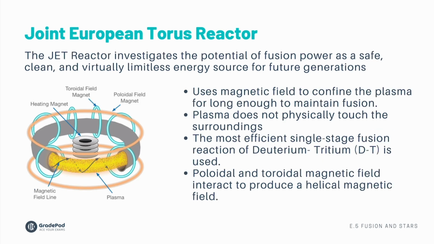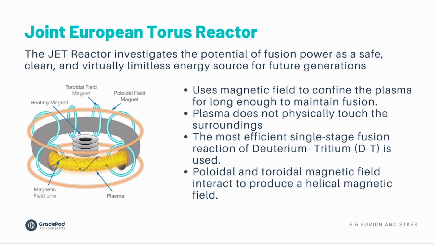Believe me, we've tried. In the UK, we have something called the Joint European Torus Reactor. It's called JET for short. They started building that back in 1978, a long time ago, and it's still going strong and it's still developing. What it does is it investigates the potential of fusion power as a safe, clean and virtually limitless energy source for future generations. It's going to solve our problems. And it looks like this. It looks like a giant donut.